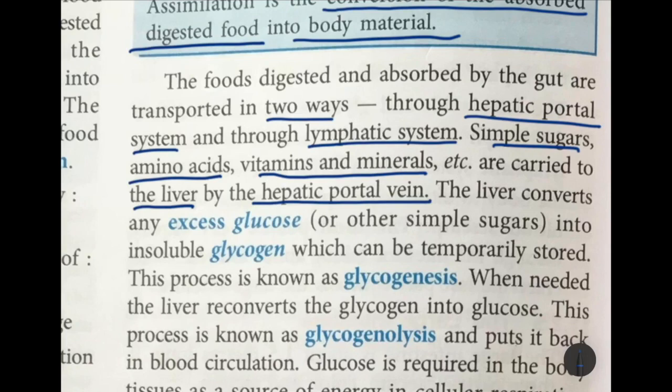The liver then converts excess glucose. If there is any excess sugar, it cannot flow in the blood. So what does the liver do? It converts it and stores it in the liver itself in the form of insoluble glycogen. It is temporarily stored in the liver, and whenever required, the glycogen is reconverted back into glucose.